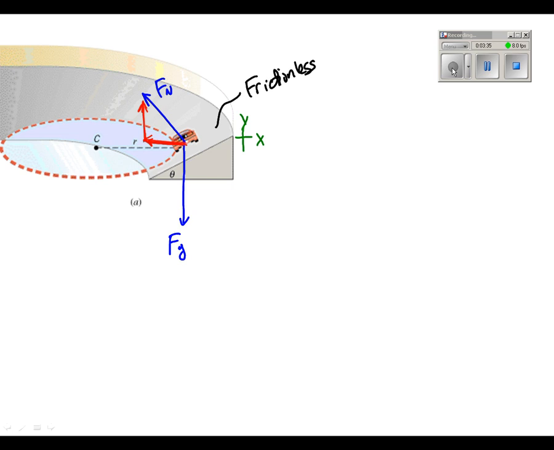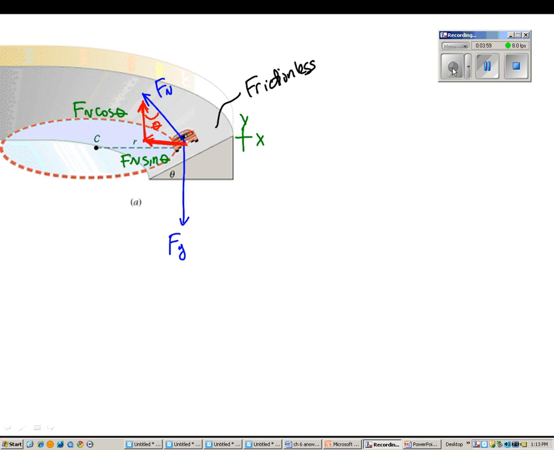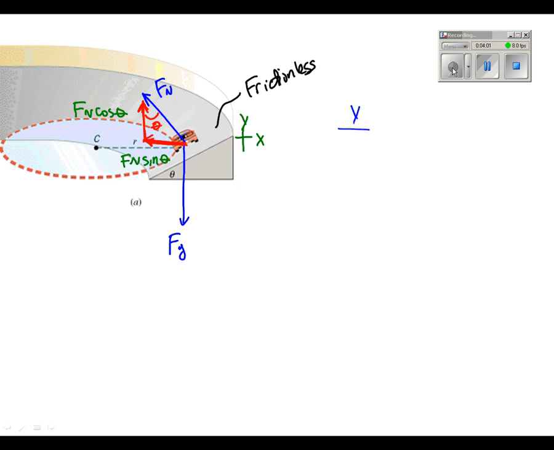Now, if you go through the geometry of all this, we see that this angle up on top is theta. And we now have this triangle where this side, the y component, is equal to Fn cosine theta, and the x component is equal to Fn sine theta. So let's see what this all means. If you look in the y direction, Fn cosine theta equals the force of gravity, so Fn cosine theta equals mg.